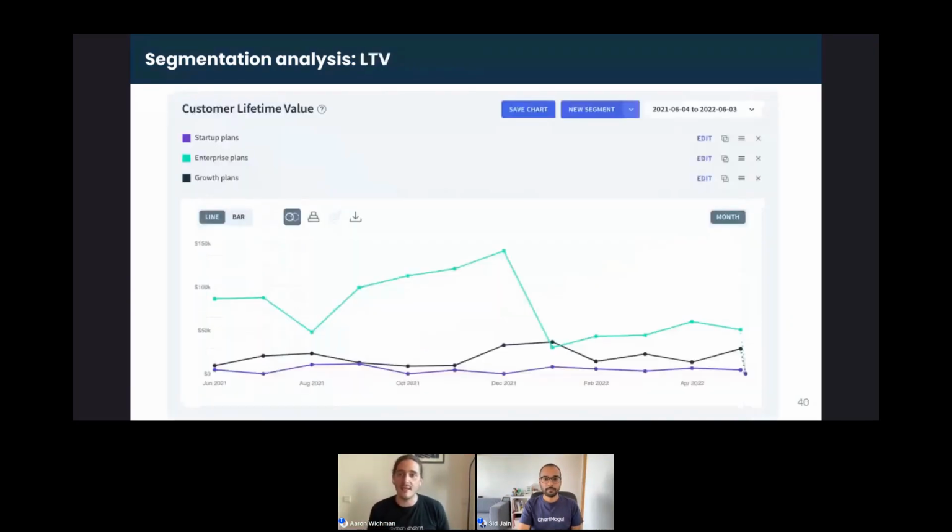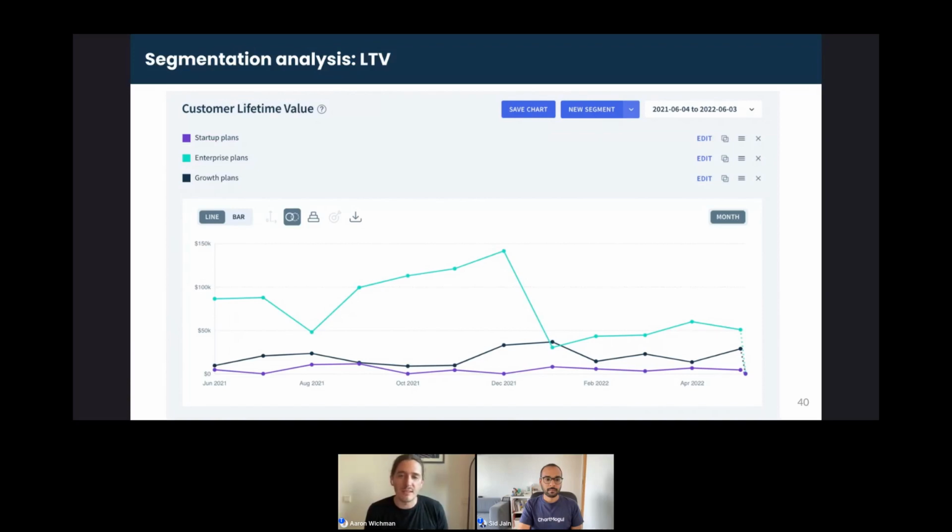so LTV is an estimate of the total subscription value of an average customer. Roughly, this is your ARPA divided by your customer churn rate. So you can see our enterprise plans, this is the nice blue line there, around 50K, growth plans around 28K, and startup plans around 4K LTV.